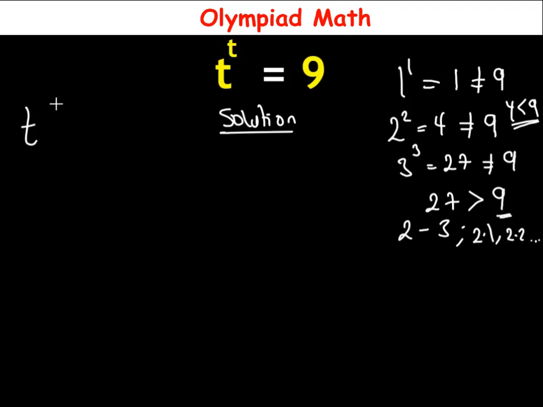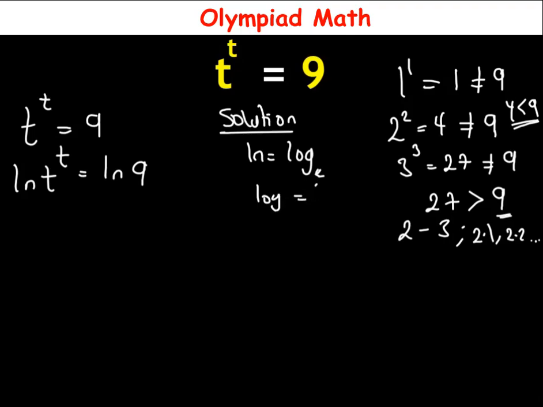First, we have t to the power of t is equal to 9. Now, what we'll do is introduce natural logarithm on both sides of the equation. So, ln of t to the power of t is equal to ln 9. Now, take note that ln is equal to log to base e, while log is equal to log to base 10. In other words, ln is also log, but to the base of e.